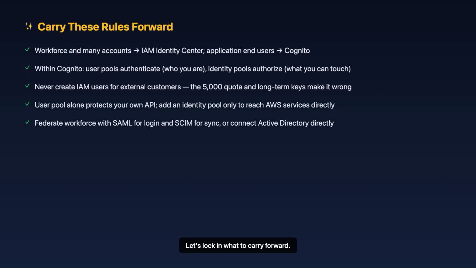Let's lock in what to carry forward. Workforce and many accounts go to Identity Center. Application end users go to Cognito. Within Cognito, user pools authenticate, who you are, and identity pools authorize, what you can touch. Never create IAM users for external customers, because the 5,000 quota and long-term keys make it wrong at scale. A user pool alone protects your own API, and you add an identity pool only when the client must reach Amazon Web Services directly. And on the workforce side, federate with SAML for login and SCIM for sync, or connect Active Directory directly.